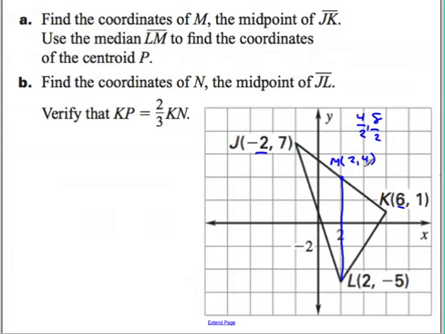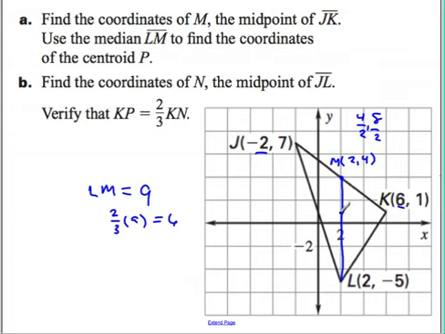Let's see. This distance is from 4 down to -5, so the entire distance here is going to be 9. Okay, so LM equals 9. 2/3 of that distance, 2/3 of 9, is going to be 6. So basically from here I go up 6 units. So -5 plus 6 would be +1.